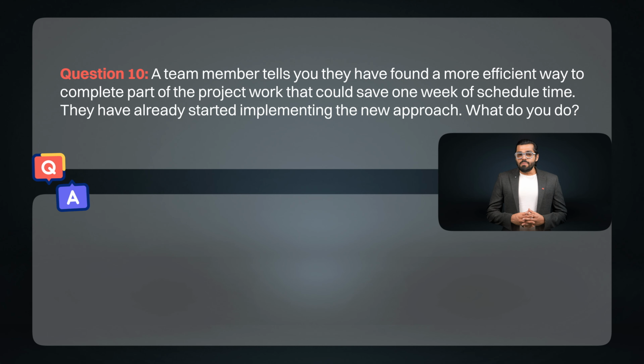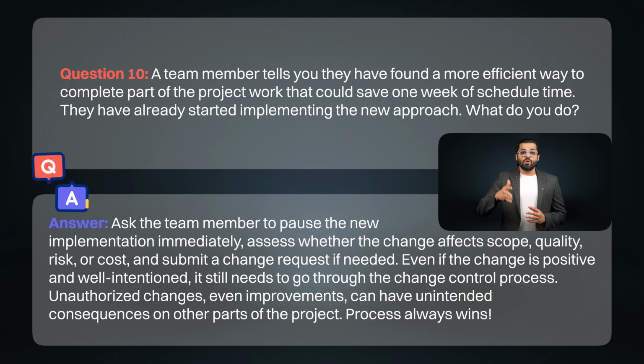Question 10. A team member tells you they have found a more efficient way to complete part of the project work that could save 1 week of scheduled time. They have already started implementing the new approach. What do you do? Answer: ask the team member to pause the new implementation immediately, assess whether the change affects scope, quality, risk, or cost, and submit a change request if needed. Even if the change is positive and well-intentioned, it still needs to go through the change control process. Unauthorized changes, even improvements, can have unintended consequences on other parts of the project.